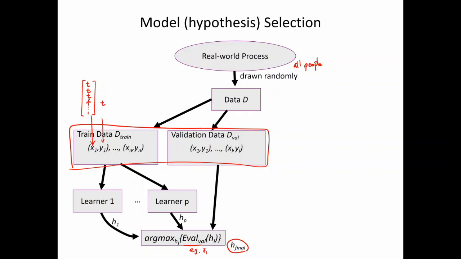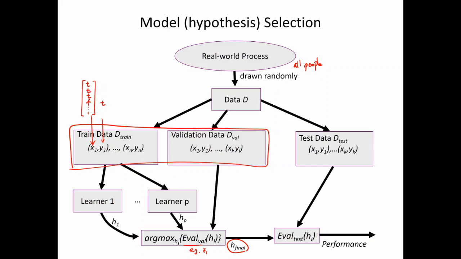So now we have a model, H-final, but before we can use this, we want to have some sense of how reliable this thing is. And we can't use the training data or the validation data to test this because those data sets were used to build this thing. So we have a whole new data set called test data, and we test H-final on the test data, and that is the estimate of how reliable our model is. And ideally, this should happen only once.